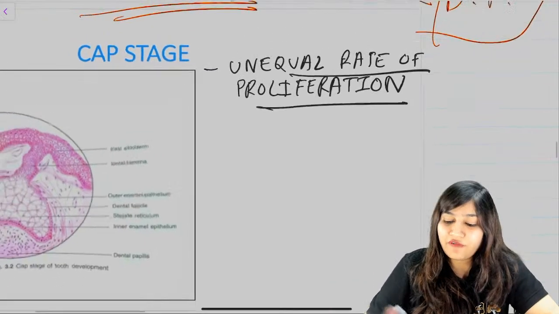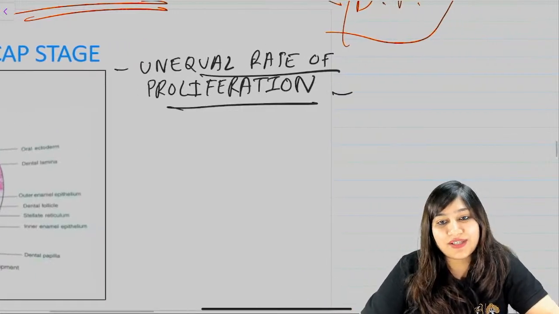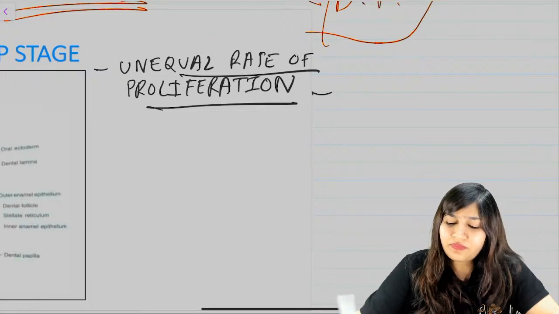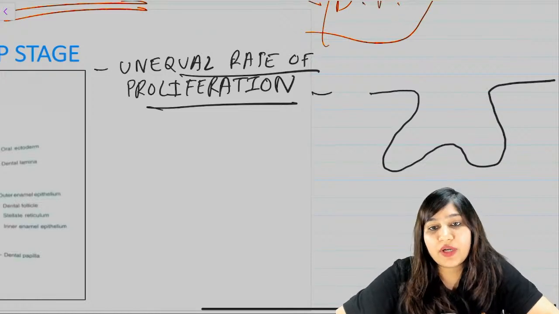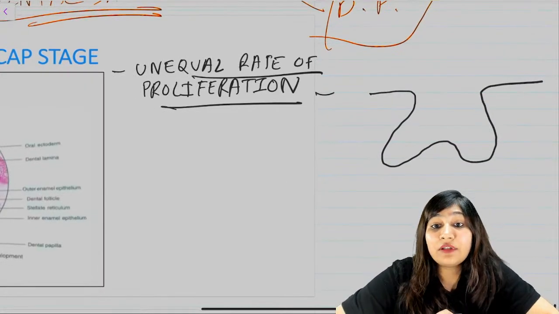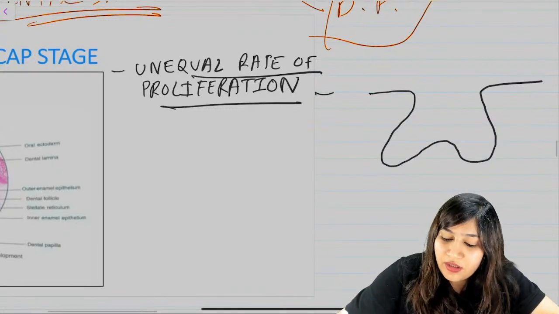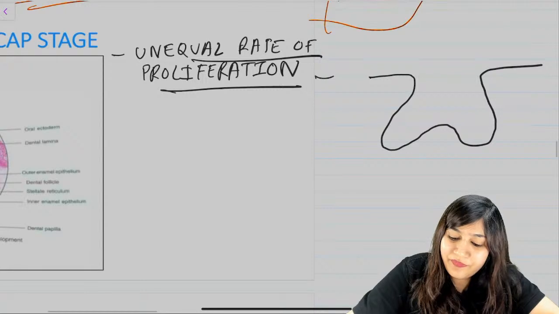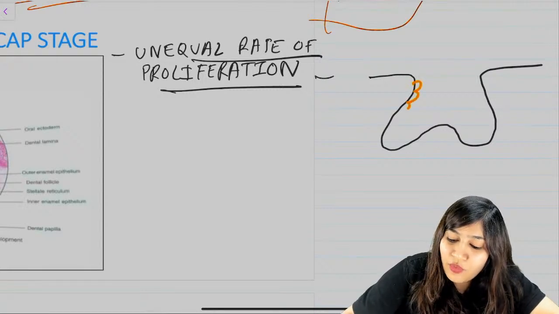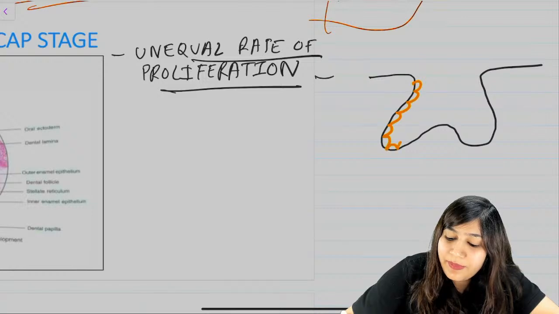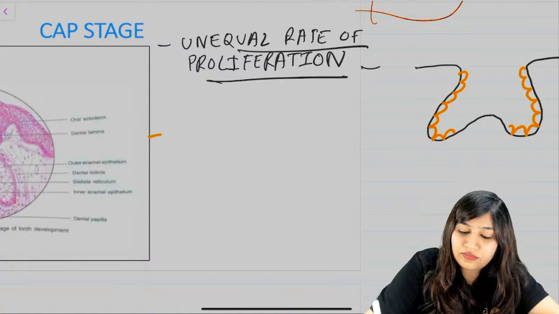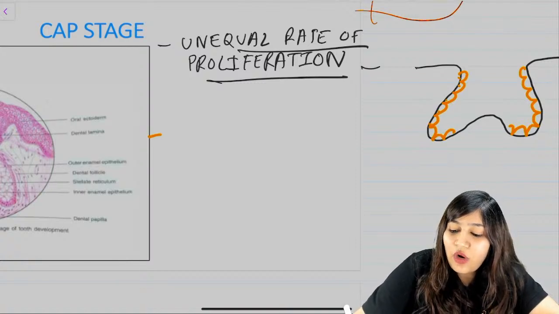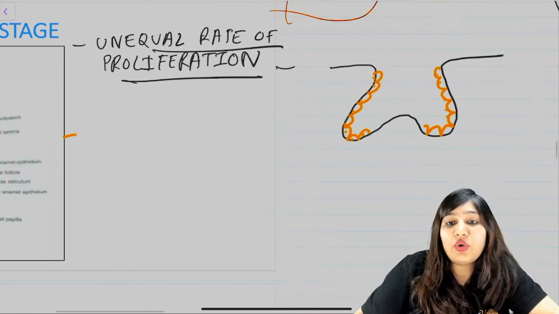Unequal rate of proliferation of the cells leads to a cap shaped structure of the enamel organ. This is basically our cap shaped structure. Now here we will have 3 layers. Which are the 3 layers seen here? One, we will have cuboidal cells present in the convexity of the enamel organ, right? These cuboidal cells are our outer enamel epithelium.